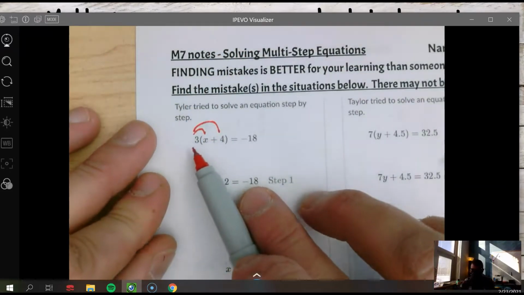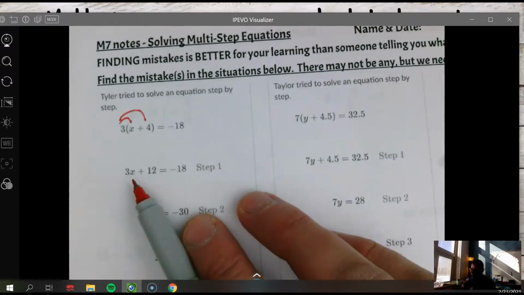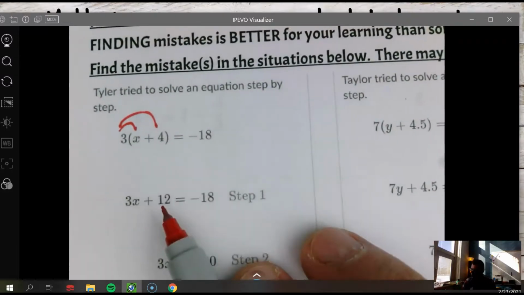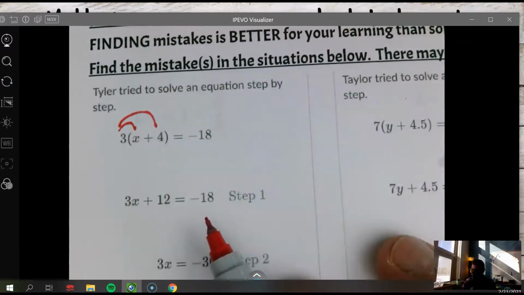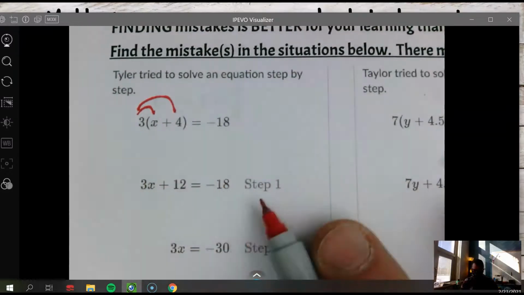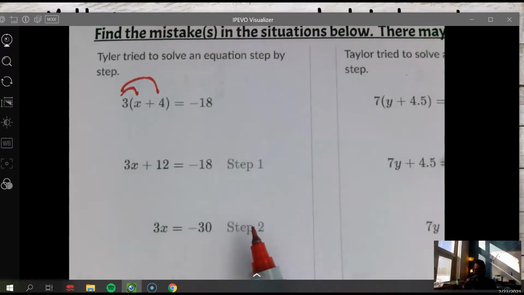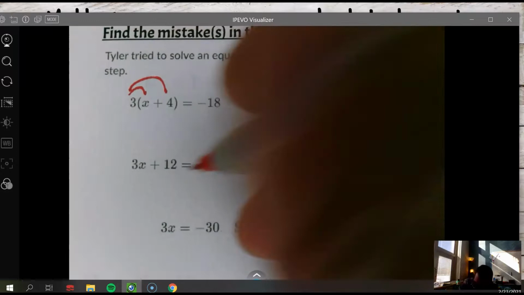Did Tyler do 3 times x accurately? I think so, yeah, I got 3x. Did he do 3 times 4 accurately? Yeah, he got 12. Did he drop negative 18 down? Yeah, okay, negative 18 dropped down. Skylar, you want to hop in and help me by telling me what we would do next right here? From step 1 to get to step 2. Yeah, subtract 12.